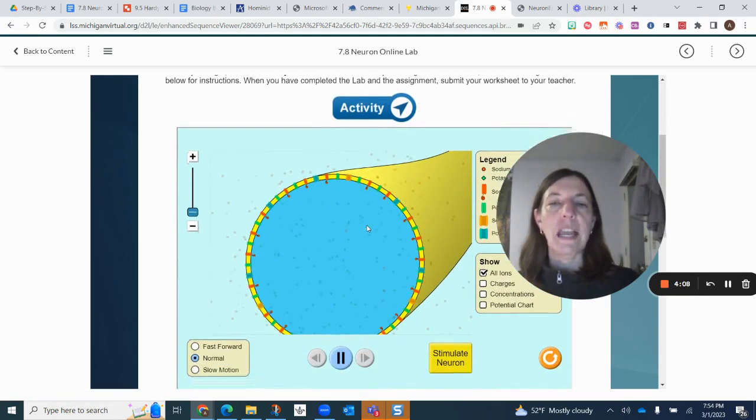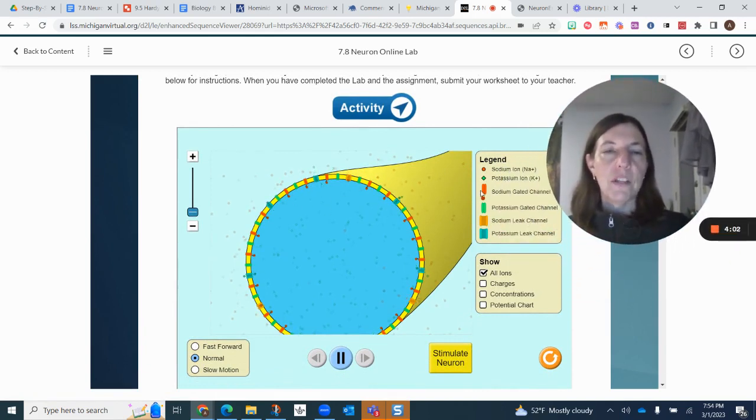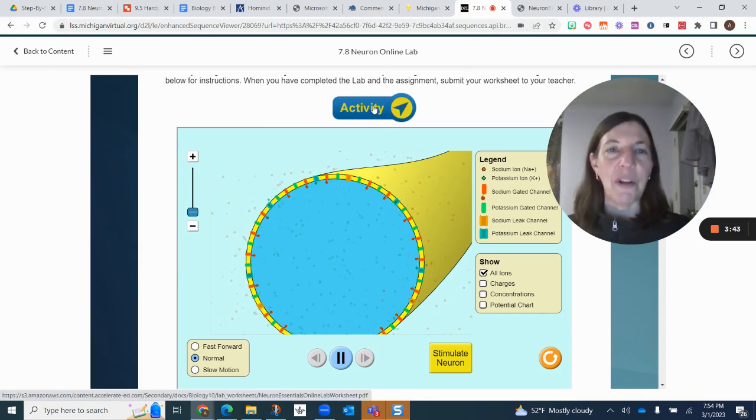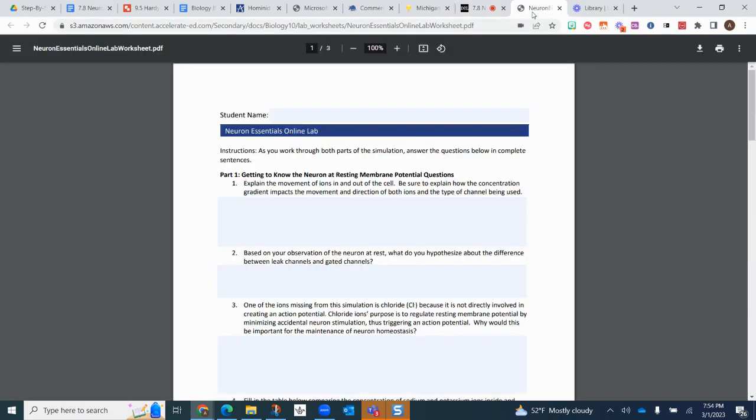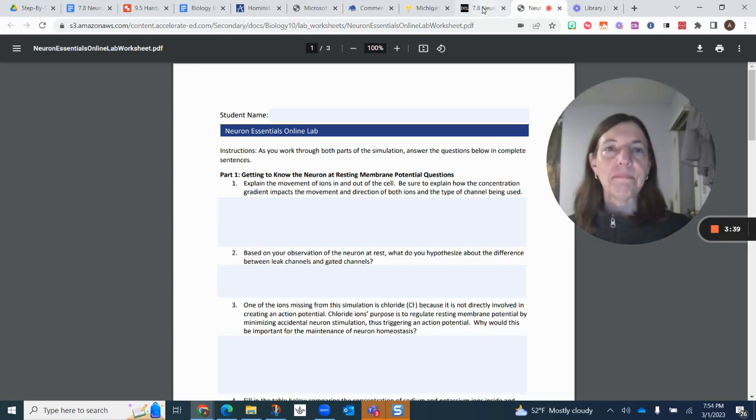Okay, so this is the end of the brain cell, and we're going to have a close-up look at what is happening. So notice we have a legend. It shows us the sodium, potassium, sodium gated channels, potassium gated channels, sodium leak channels, and potassium leak channels. All right, we're going to notice that there's a worksheet that we're going to be completing as we go through. And that's what this looks like here.